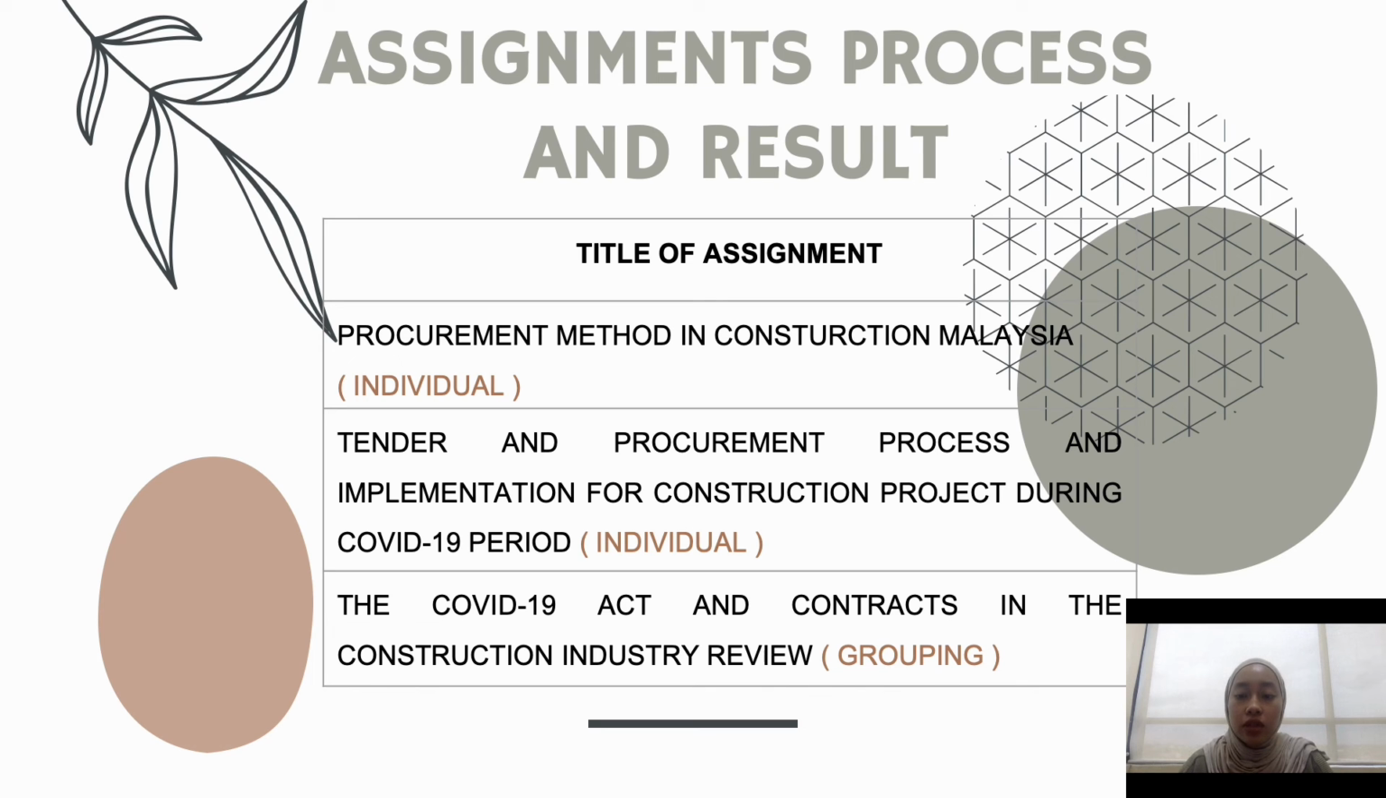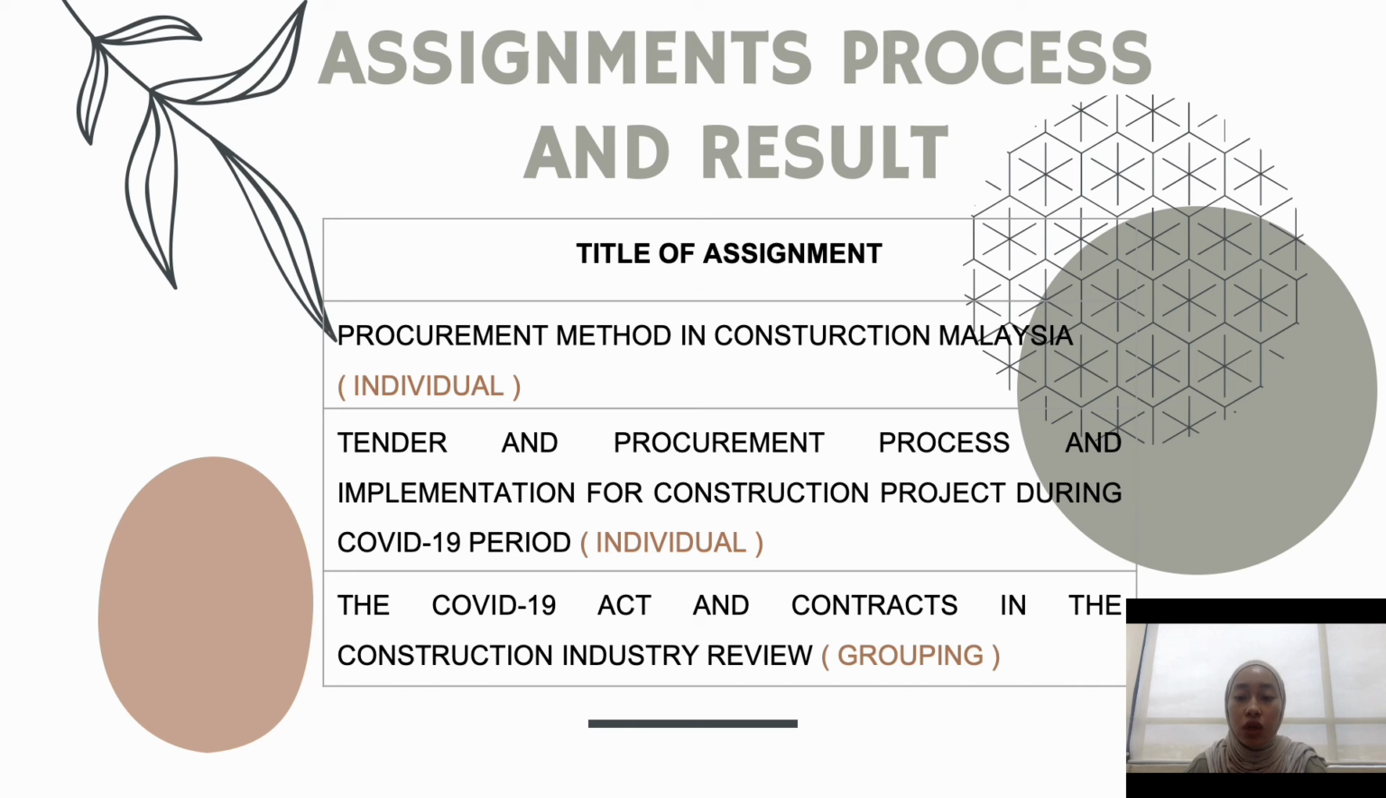The next is the second individual assignment. The title of this assignment is Tender and Procurement Process and Implementation for Construction Project during the COVID-19 period. During the COVID-19 phase, students must form a construction building project and tender out the job scope to a contractor. This assignment must be completed before the end of week 10 on May 26, 2022.